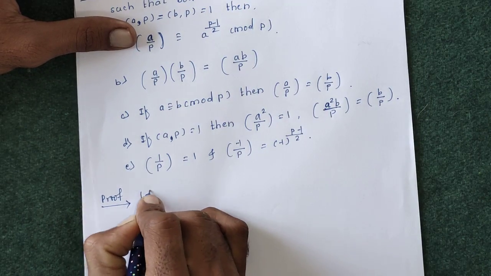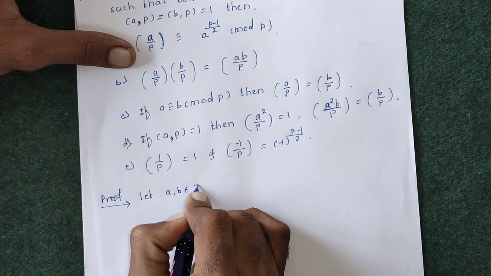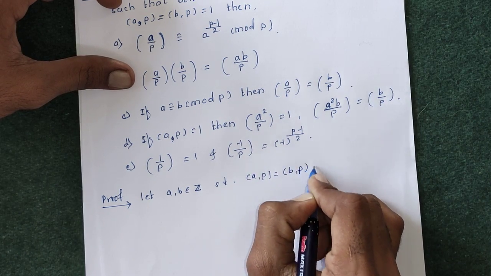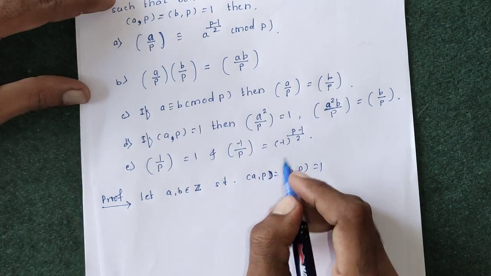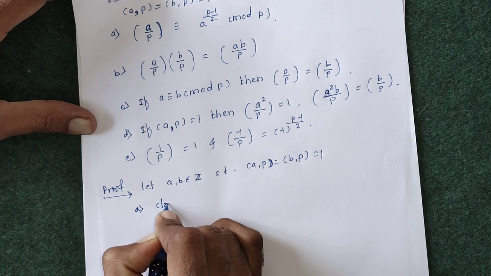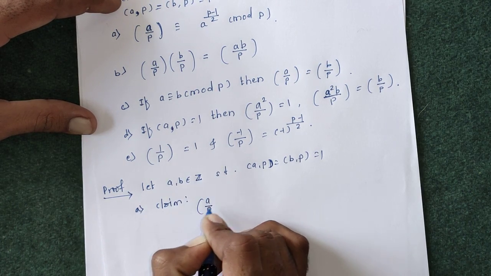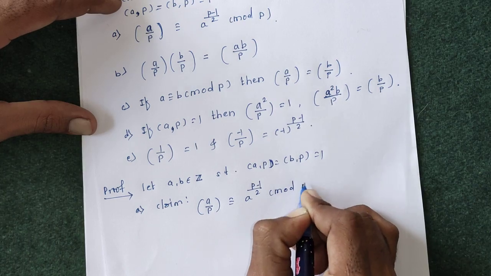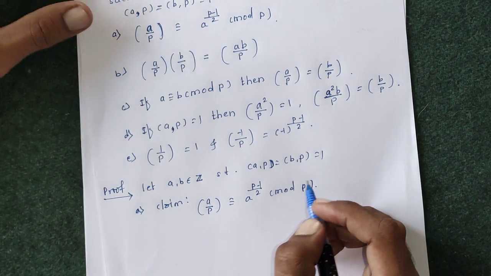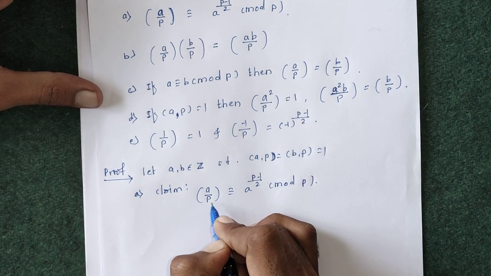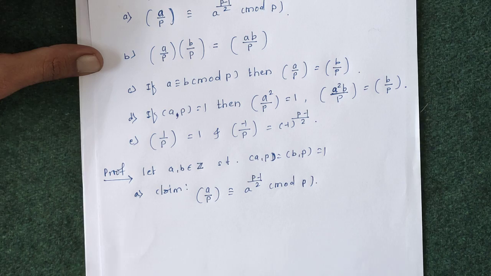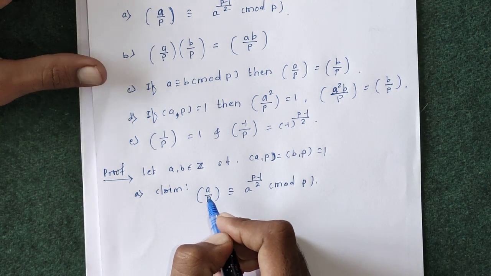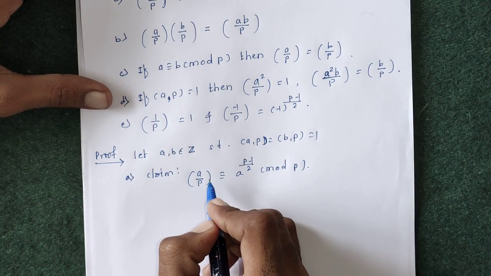So first of all, write the given things. Let A and B be integers such that they are relatively prime to P. First claim is Legendre symbol of A and P is congruent to A raised to P minus 1 by 2 under modulo P. To prove this result, we have two possibilities of Legendre symbol of A and P, which are either 1 or minus 1. Since here P is odd prime and A is relatively prime to P, so P doesn't divide A. So the third possibility does not occur. There are only two possibilities.